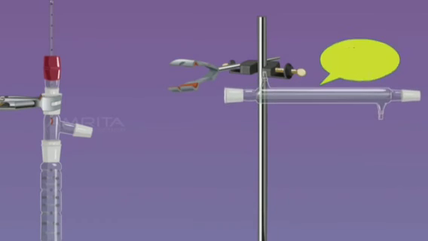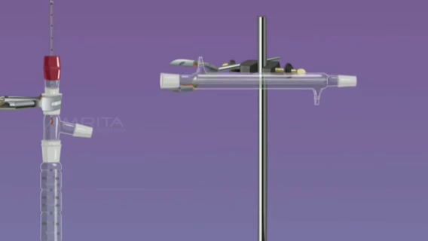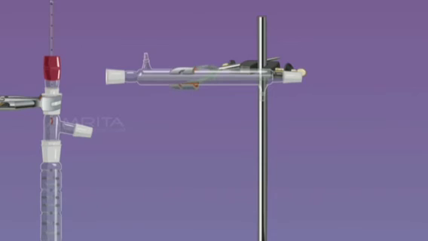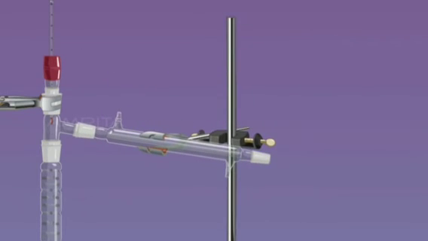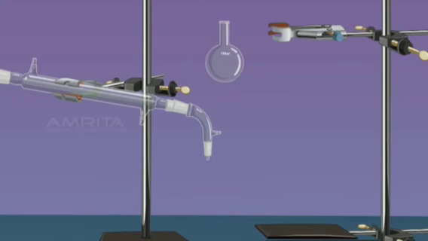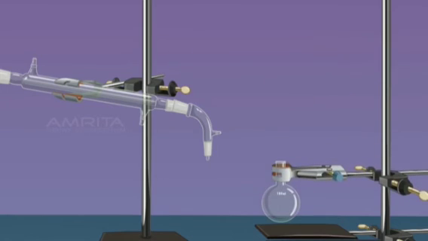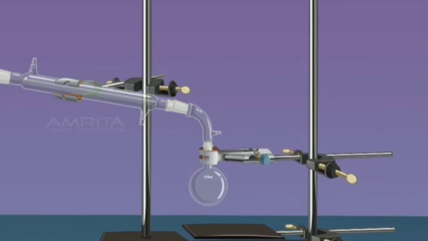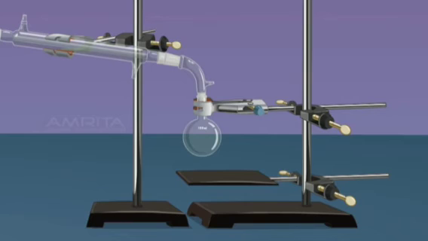Connect a water condenser to the outlet of the distilling head. Connect a vacuum adapter to the water condenser. Connect a 100 ml RB flask or receiver flask to the vacuum adapter. Take an ice bath and place the RB flask in the ice bath.